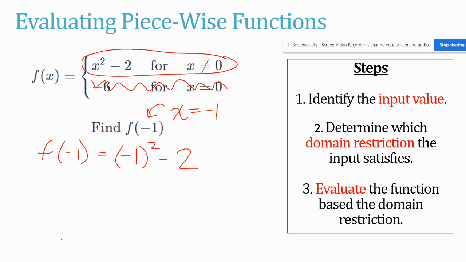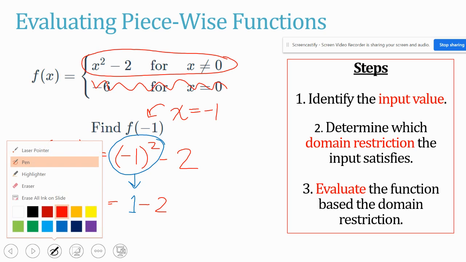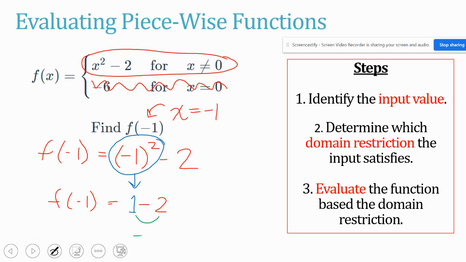Now let's do this exponent here. Negative 1 squared is the same as saying negative 1 times negative 1, which is positive 1. And then I'm going to bring down the minus 2. And I'm going to bring down that f of negative 1. And then we know 1 minus 2 is negative 1. So our answer to this one is f of negative 1 equals negative 1.